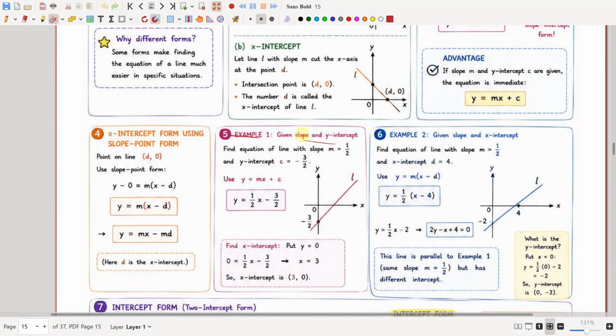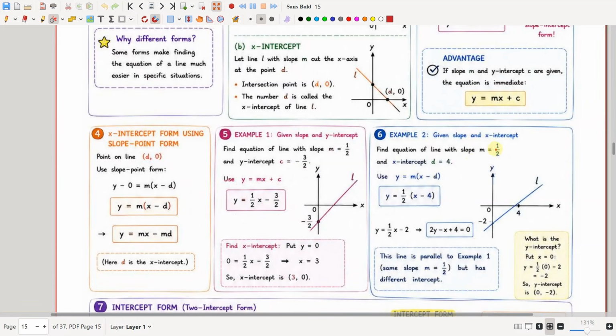Let's see an example. Given a slope m is equal to 1 by 2 and y-intercept is given as c is equal to minus 3 by 2. So I have m, I have c. So I can use this formula, y is equal to mx plus c, where y is equal to 1 by 2x minus 3 by 2. So I'm simplifying this, I will get the equation for this line.